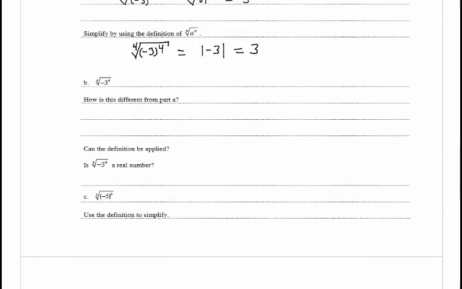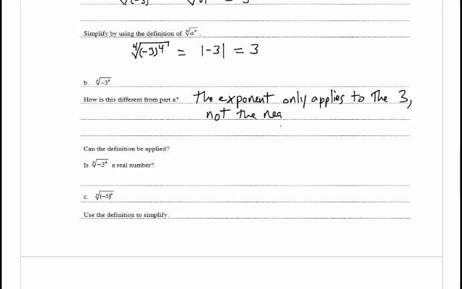In B, we have the fourth root of negative 3 to the fourth, and it asks, how is this different from part A? In B, the exponent only applies to the 3, and not the negative sign. And then it asks, can the definition be applied? And the answer is no.